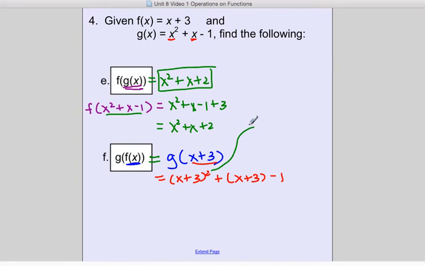Okay, people will get this wrong on their quiz because they'll forget. x plus 3 squared is really x plus 3 times x plus 3. So I'm doing a little side note.